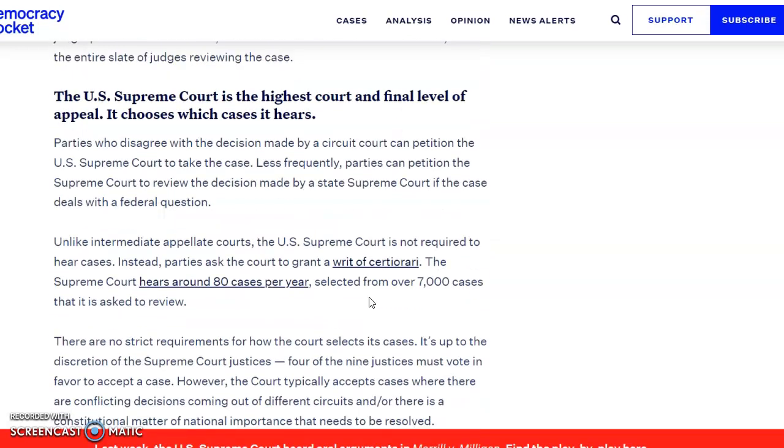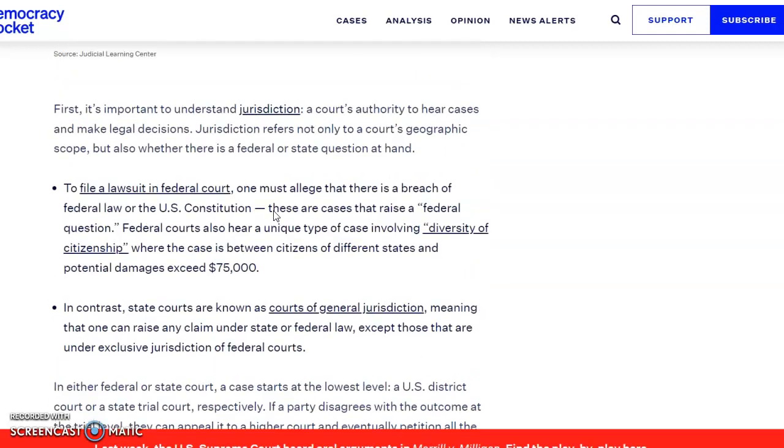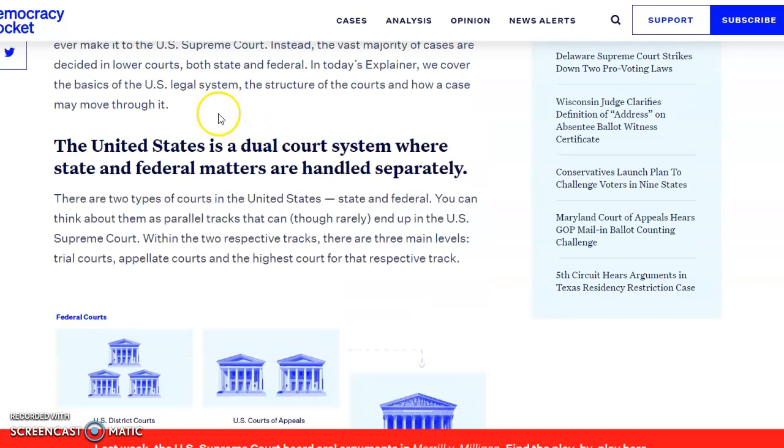Now we get to, as we work our way up the pyramid, the U.S. Supreme Court, aptly described as the highest court and final level of appeal. And I'm going to go back up just a little bit. What our authors tell us is that we have a dual court system in the U.S. We have state courts and we have federal courts, though when they say state and federal matters are handled separately, don't forget I told you that a case under state law might properly end up in federal court.